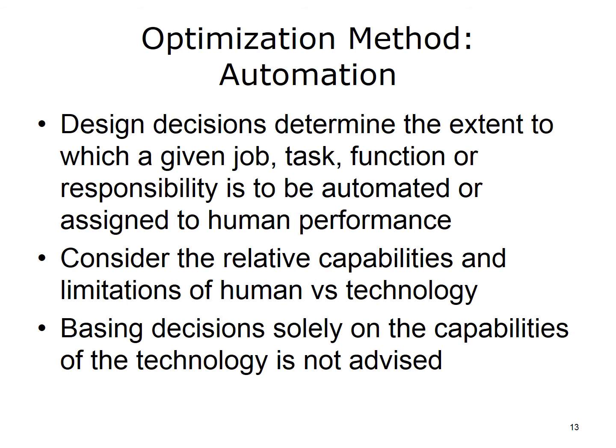Design decisions related to this allocation of function determine the extent to which a given job, task, function, or responsibility is to be automated or assigned to human performance. The decisions are based on many factors. These include the relative capabilities and limitations of humans versus technology in terms of reliability, speed, accuracy, strength, flexibility of response, financial cost, the importance of successful or timely accomplishment of tasks, safety, and user satisfaction, both short-term, for example, as comfort and pleasure, and long-term, for example, as health, well-being, and job satisfaction.